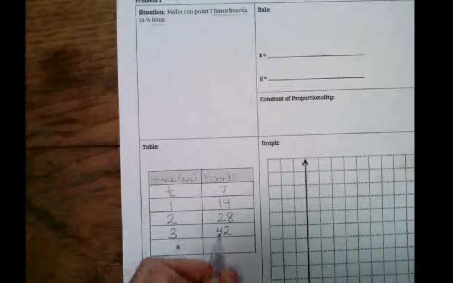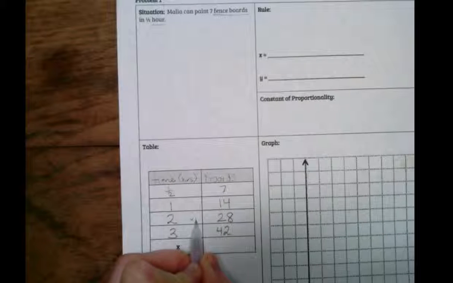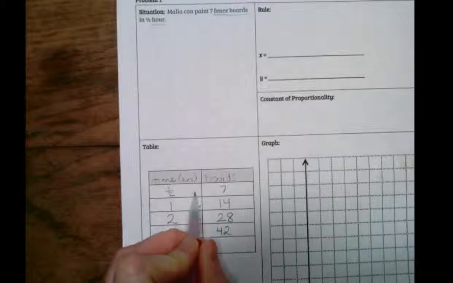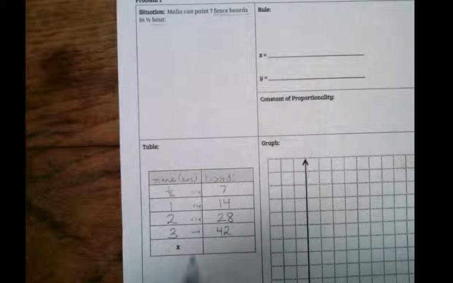Okay, so what is the relationship between this input and this output? To go from 3 to 42, I multiply by 14. 2 to 28, multiplying by 14. 1 times 14. A half times 14 gives me 7. So I'm taking whatever this value is and multiplying it by 14. So we just write that as 14x.